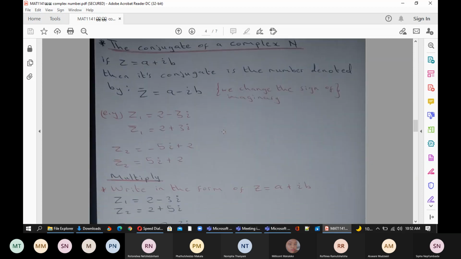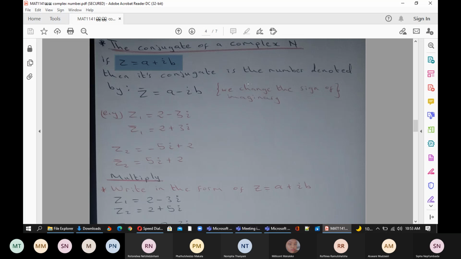So let's talk about the conjugate of a complex number. When we're talking about the conjugate of a complex number, let's say z equals a plus ib. We know the equation of z now. What do we mean by a complex number? We know that the complex number is given by the equation z equals a plus ib, where a is a real number and b is an imaginary number. Are we still together?